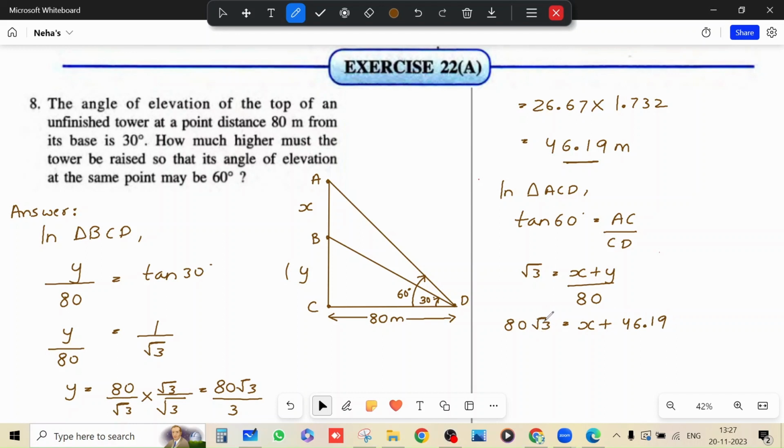Now the value of root 3 is 1.732, so that is equal to 138.56. So the value of x, that is the height by which that unfinished tower must be raised, that is part AB length, is equal to 92.37 meters, which is the answer of this question.